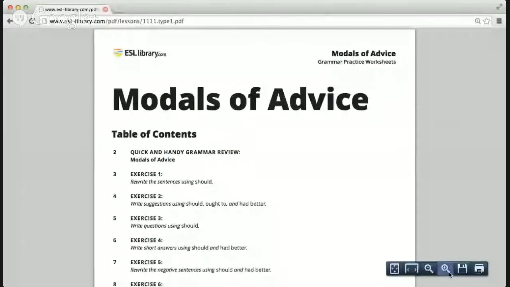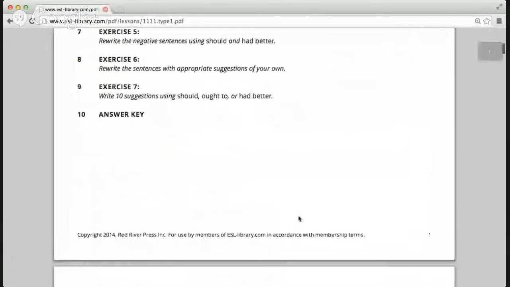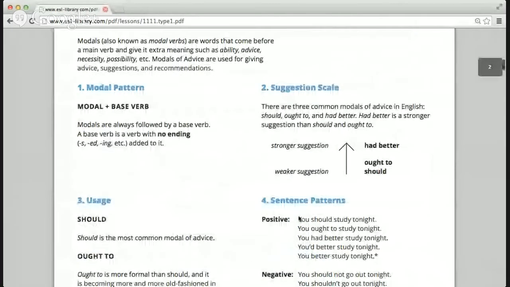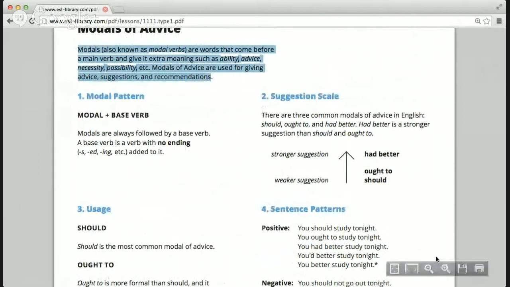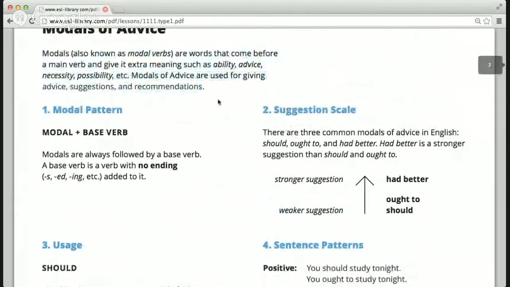Modals of advice. Let's scroll down here. First up, Amparo, let me have you read this paragraph, please. Modals, also known as modal verbs, are words that come before a main verb and give it extra meaning such as ability, advice, necessity, possibility, etc. Modals of advice are used for giving advice, suggestions, and recommendations.